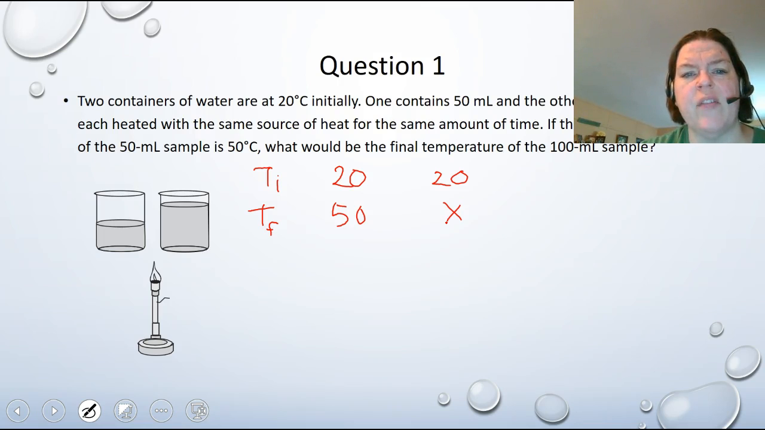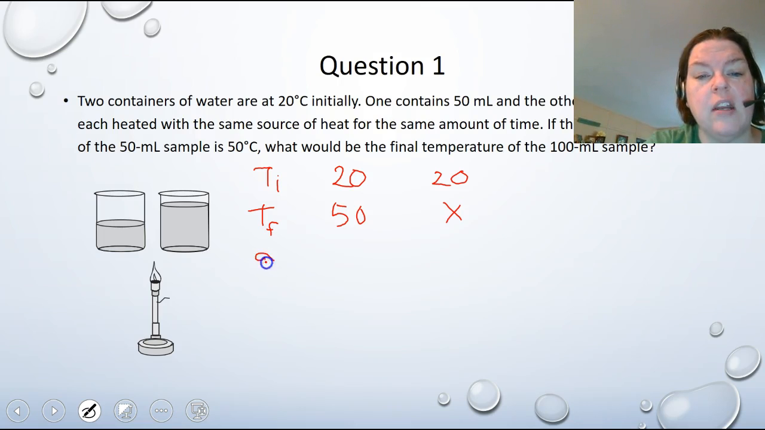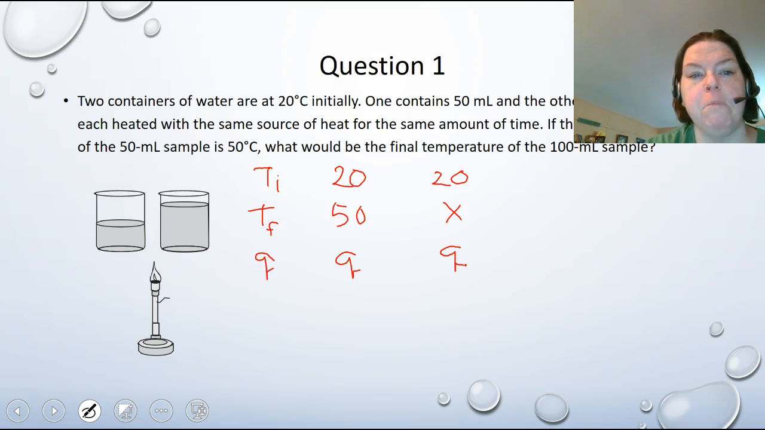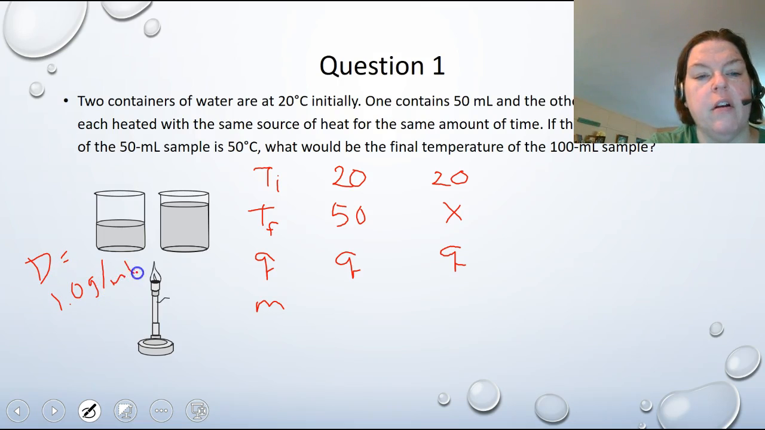Now, in class we talked about the fact that the time of heating is really about the amount of heat, or Q, supplied. Since they're heated for the same amount of time, the same amount of heat was applied. So I'm just going to call that Q. And then we know that we have to have a mass relationship here. Since the density of water is equal to 1 gram per milliliter, the one with 50 milliliters has 50 grams, and the one with 100 milliliters has 100 grams.